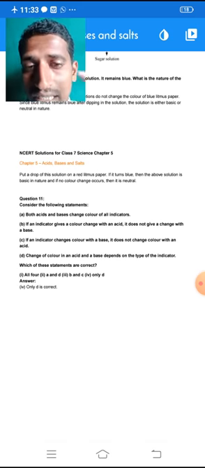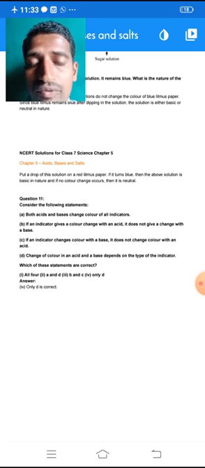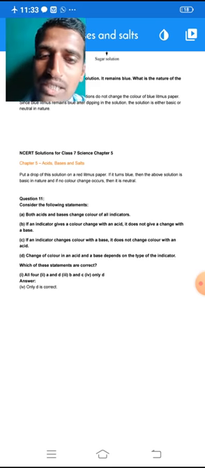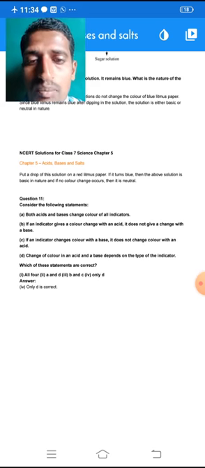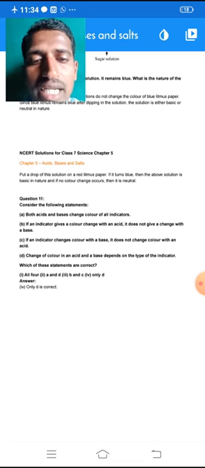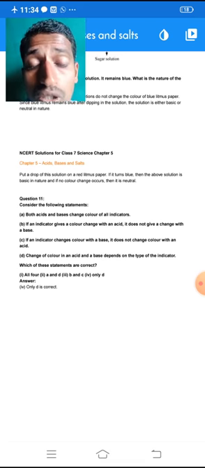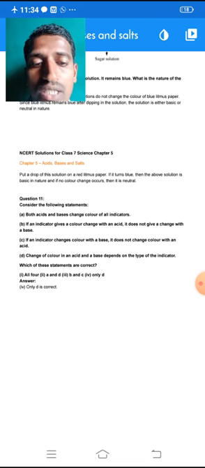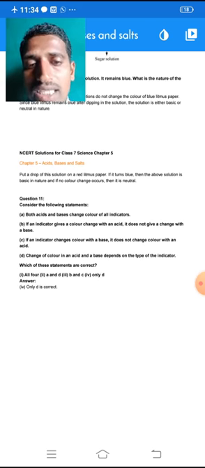Let's go for the last question: consider the following statements and identify which is the correct one. The first one is: both acids and bases change the color of all indicators. Is it right? Check. If the indicator gives a color change with the acid, it does not change color with the base. If an indicator changes color with a base, it does not change color with an acid. So the change of color in an acid and a base depends on the type of indicator. So finally the fourth one, option D, is correct. The change of color of any acid and any base depends on the type of indicator we use.